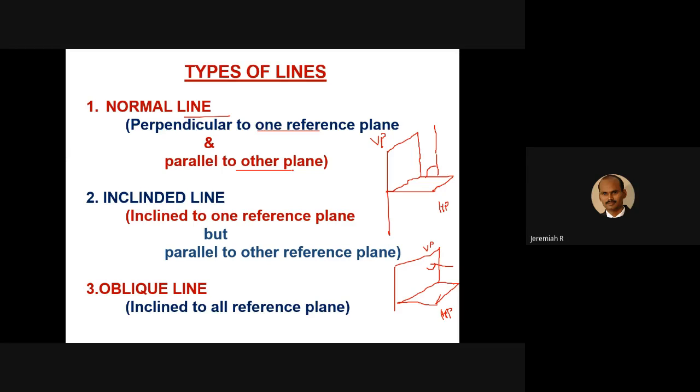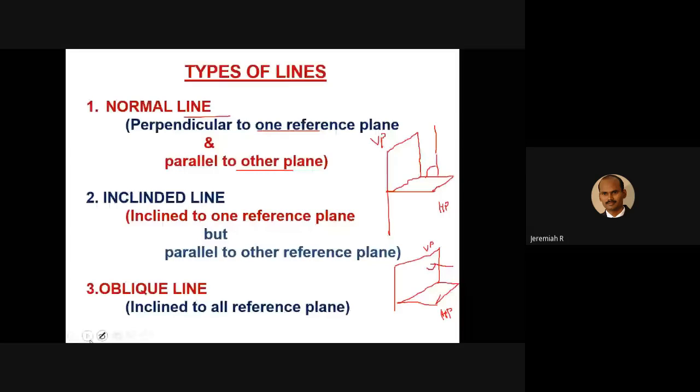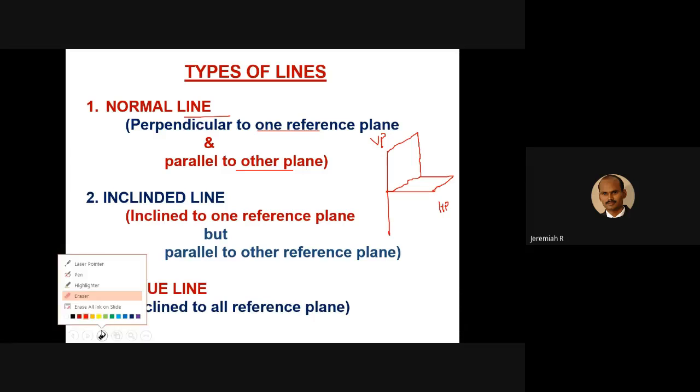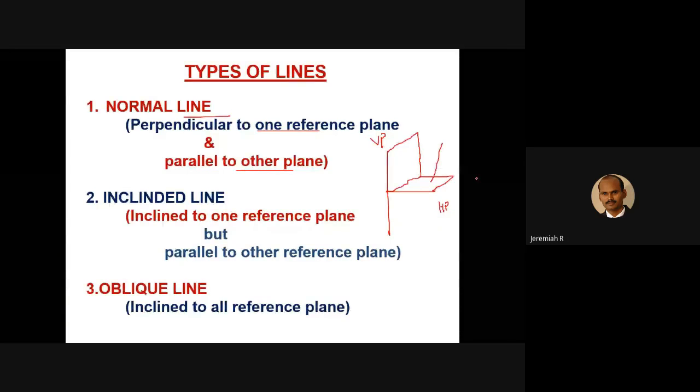And the second case, inclined line. When you say inclined line, it is inclined to only one reference plane, but parallel to the other reference plane. I'm just drawing one line here. Just see here, this is a line with some inclination, inclined to HP, for example, 30 degrees.